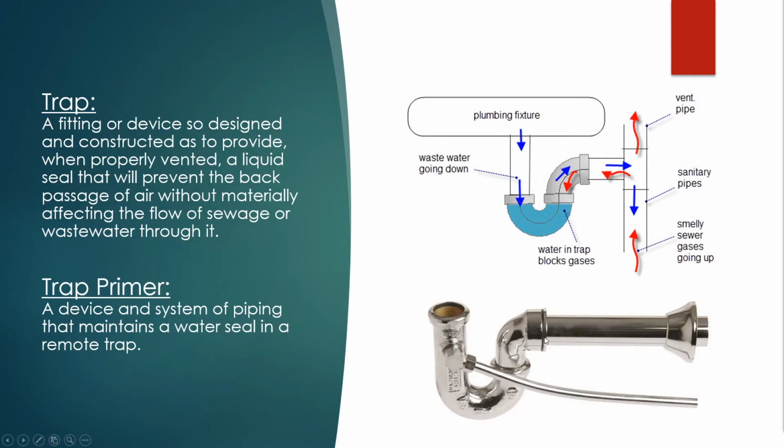And then your trap primer, in remote areas where you have your P-trap. You have your P-trap here. You have a trap primer that will either connect it to another water source that is constantly used, or sometimes they're electric, to basically refill water in here every so often. Keep that water from evaporating below the elbow right here.